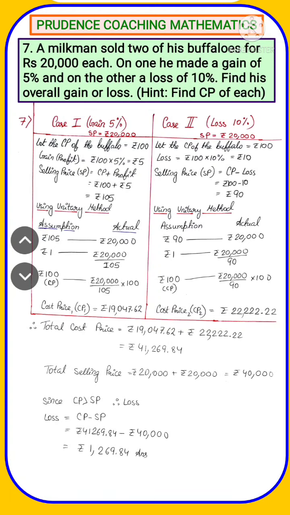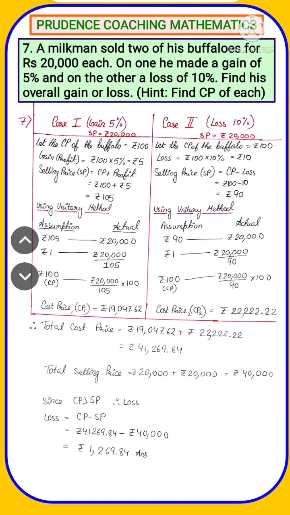Now our main step will start, where we will use the unitary method to compare the assumption with the actual value to find out the cost price in both the cases. So now as you can see, 105, which was the selling price according to our assumption, is equal to rupees 20,000 in actual. So we have written rupees 105 equals rupees 20,000. Now we need to find out the value of 1. So this 105 will come in the denominator as division. So 1 equals rupees 20,000 divided by 105.